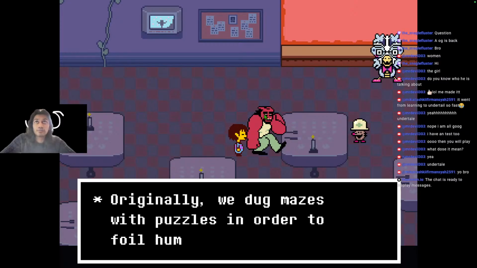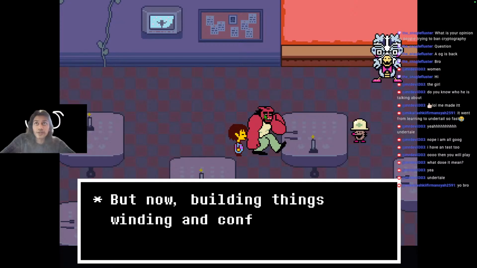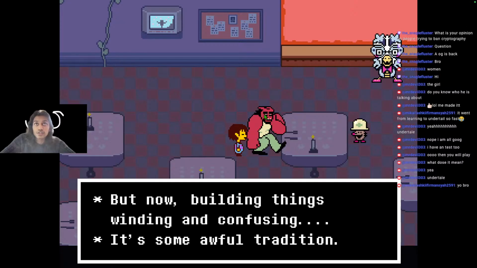Originally, we dug mazes with puzzles in order to foil human attacks. But now, building things winding and confusing is some awful tradition.